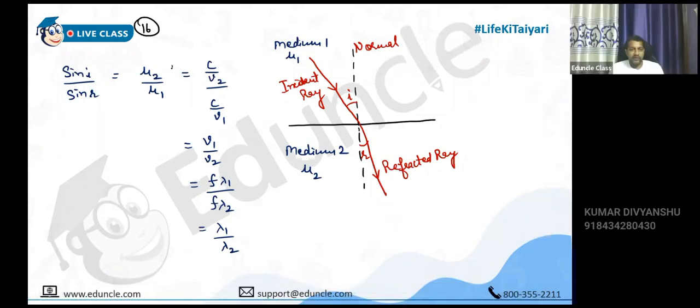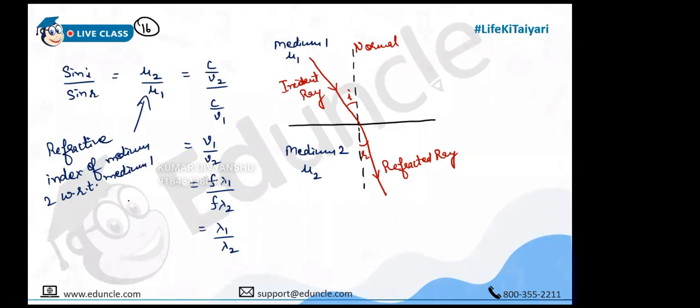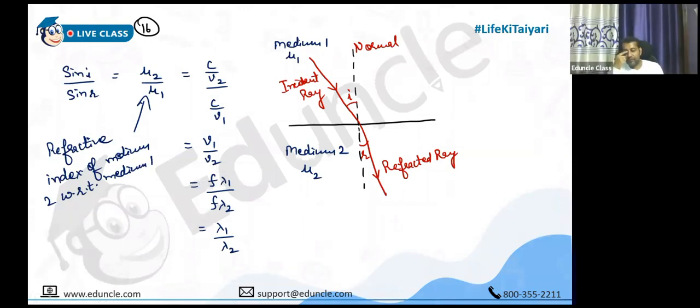So this is the refractive index of medium 2 with respect to medium 1. This is called relative refractive index. This alone is called the absolute one. Clear? Now there are special cases for this, depending upon whether light goes from rarer to denser or denser to rarer, or it comes along the normal.